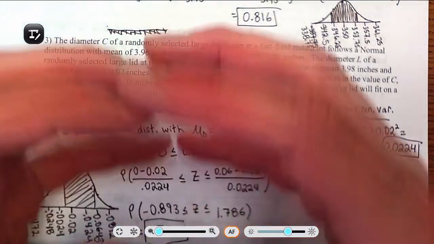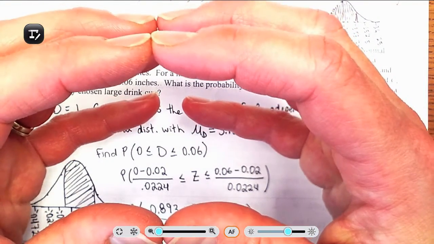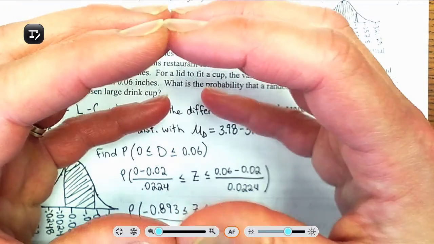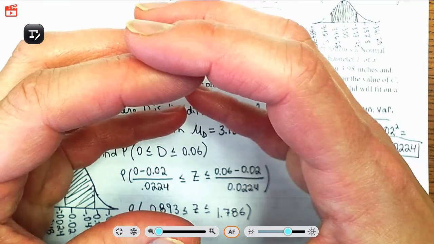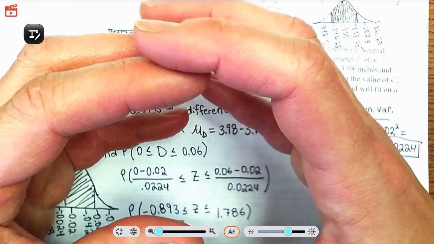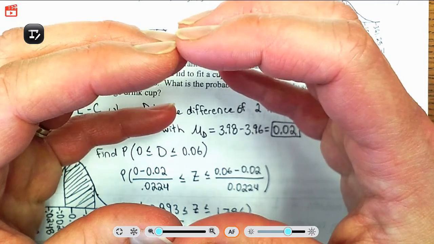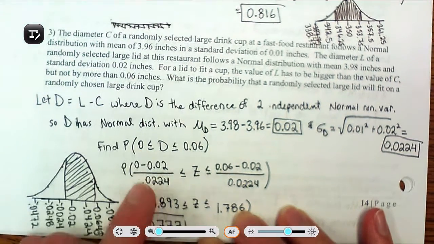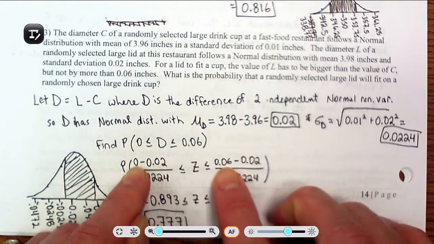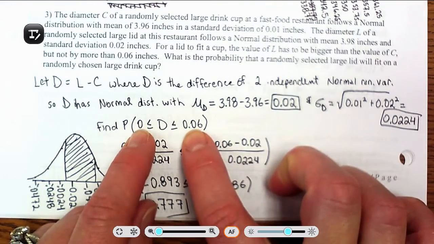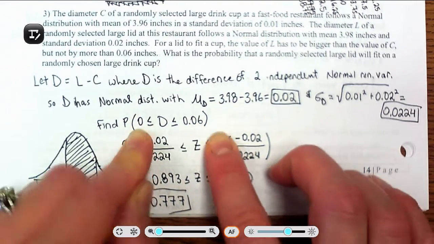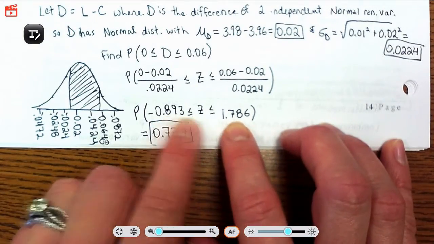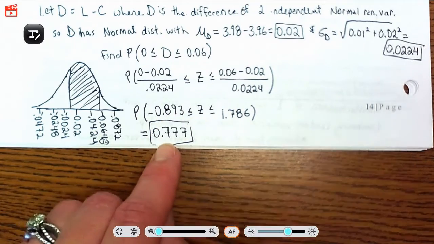So we can't have the lid be the exact same size as the cup, or else it won't go on. We also can't have it be smaller than the cup, or else it won't work the way it's intended. It has to be bigger than the cup by as much as 0.06 inches. So the probability of 0 to 0.06 for the difference is the same thing as the z-scores for 0 and 0.06, and that gives us this interval of z-scores, and that gives us that probability.